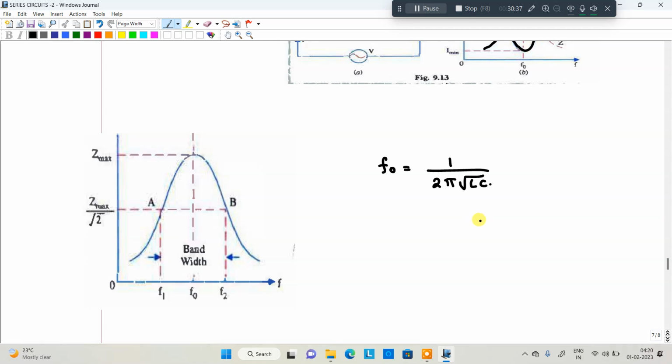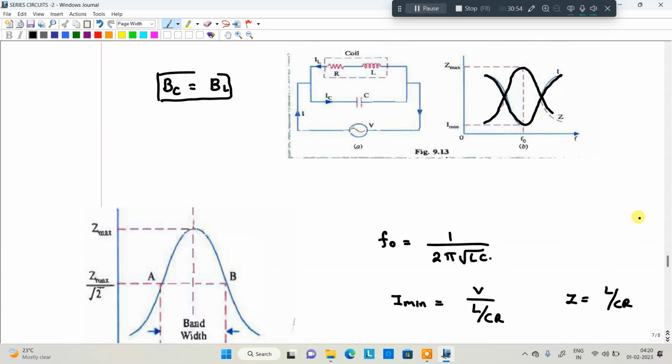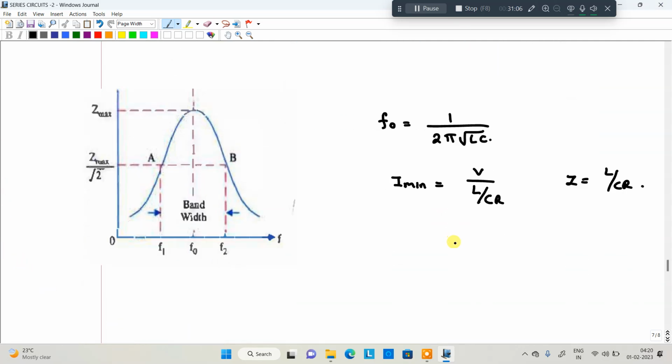So next one, I minimum is equal to V by L by CR, because current will be minimum. So L by CR is nothing but Z. Z is L by CR. I don't want to do the complete derivation for you. These two are connected in series and parallel with the XC. The combination will be the Z. Okay, L by CR. Clear? Next, just remember this particular thing, Z is maximum here. That's why current is minimum.